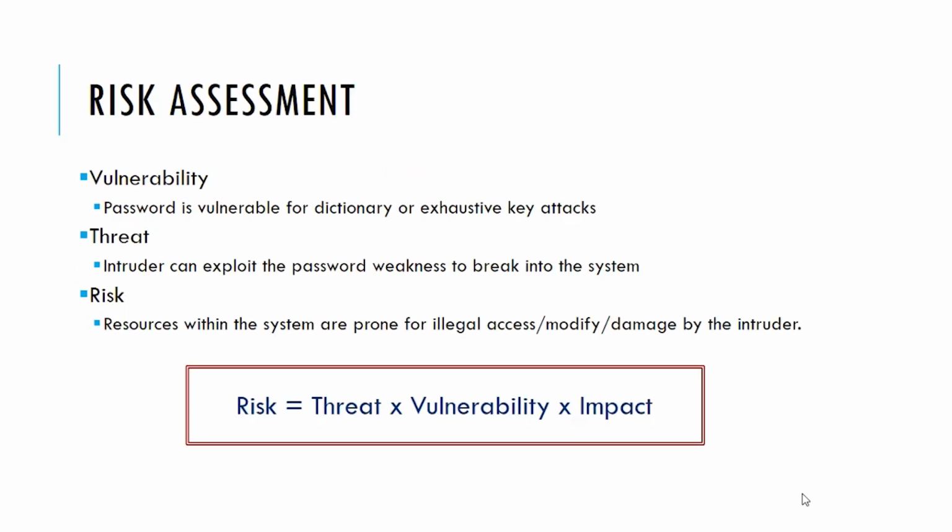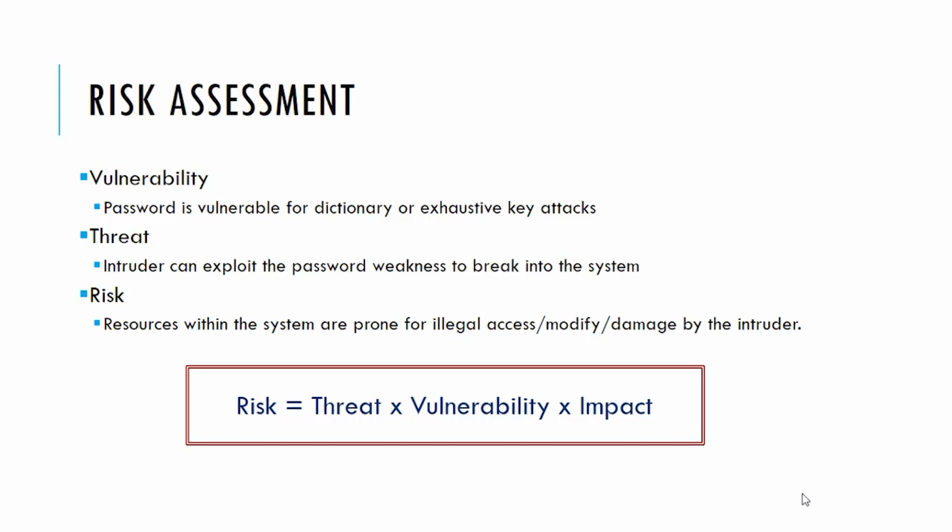The risk assessment depends on a very well-known formula. The risk is the product of threat times vulnerability times impact. Sometimes it is threat times vulnerability only, without multiplying impact, but here we introduce the more complete formula. The vulnerability could be a password that is vulnerable to dictionary or exhaustive key attacks or guessing. The weak password is a vulnerability. The threat is the intruder or the attacker who is trying to guess this password, to brute force this password, to try to know what this password is.